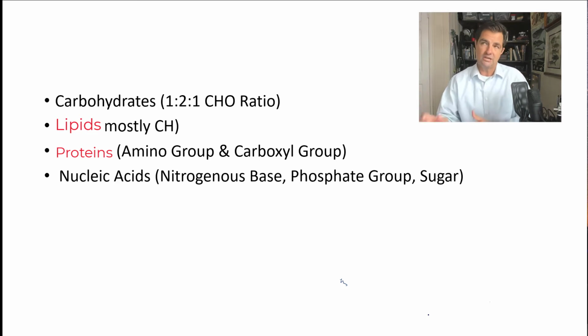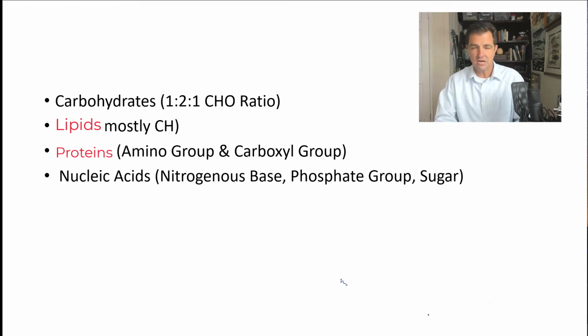Carbohydrates typically will have a carbon, hydrogen, oxygen ratio of 1 to 2 to 1. For every one carbon, there's going to be 2 hydrogens and 1 oxygen. There's a couple of tiny exceptions when they form rings and structures of that sort, but for the most part, you'll be able to tell carbohydrates from that 1 to 2 to 1 ratio.